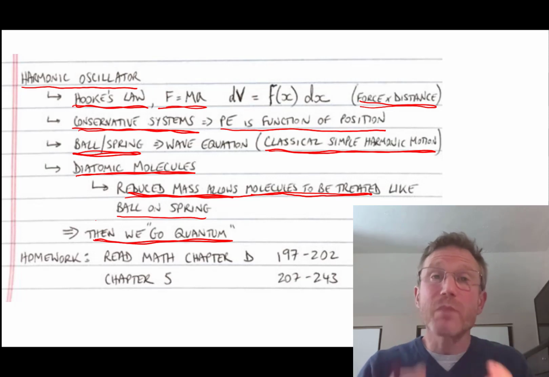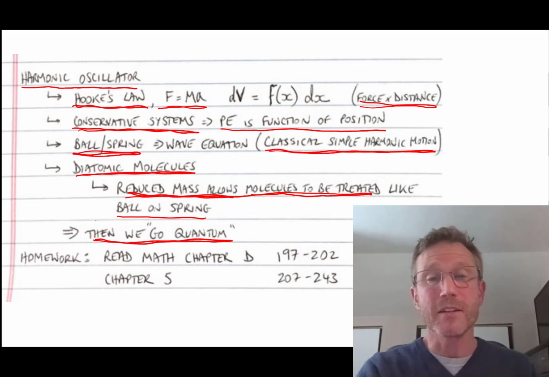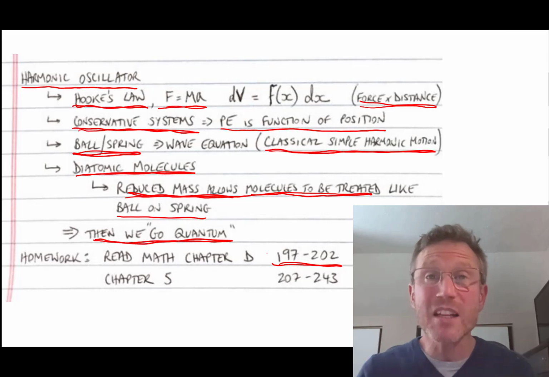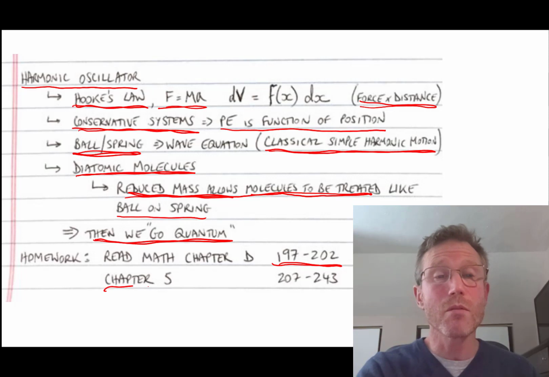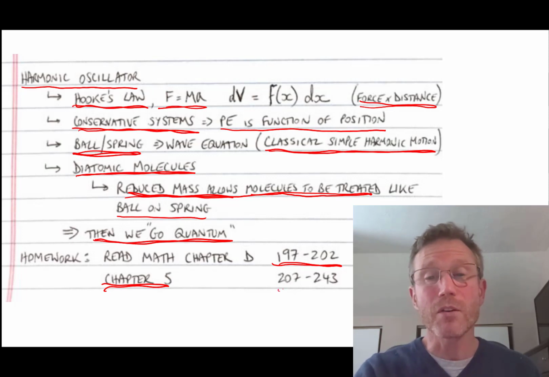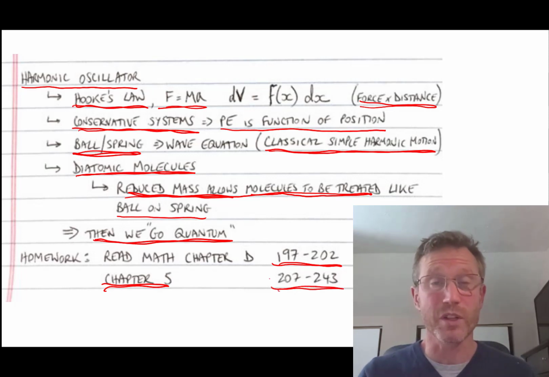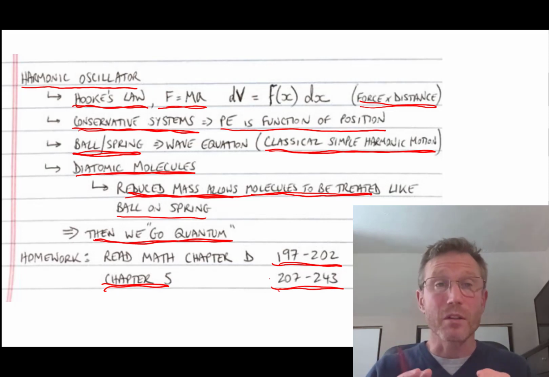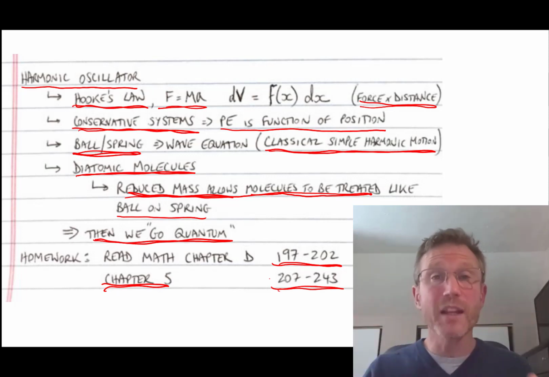And at this point, as we go through these lectures, I want you to make sure that you read Math Chapter D in Donald McQuarrie's textbook, and that would be pages 197 to 202. That talks about series in math. And then I'm also going to ask you to read through Chapter 5. So the course follows along with Donald McQuarrie's book. Chapter 5 is very well written, and I'm going to encourage you to read pages 207 to 243. That's where the majority of the notes that I'm providing come from.